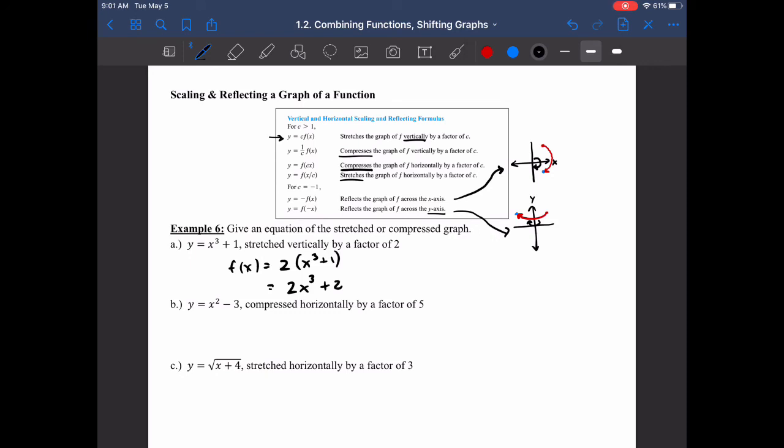This is not 2x cubed plus 1. You have to actually distribute it the whole way through. So don't just put it there. Don't forget your parentheses. Don't forget to distribute. It is not that. All right, I'll let you try the other two there. And again, I'll complete them in the notes for you to look at and check yourself there.